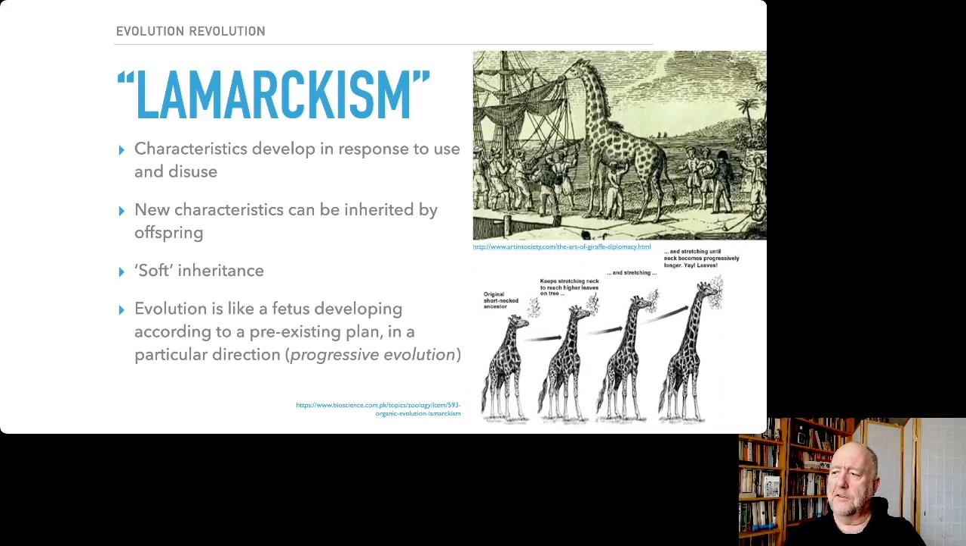Now, this explains why we call it evolution, because the term evolutio was in fact used in Latin to refer to the development of an organism. So it's like a fetus developing according to a pre-existing plan. Strictly speaking, we should call it what Darwin called it, which is descent with modification, or inherited changes, or something like that.